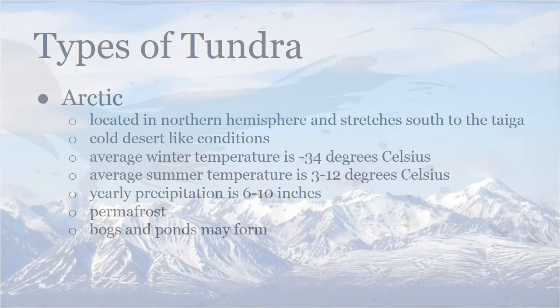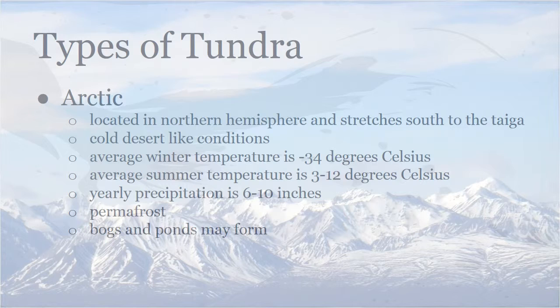One of the two types of tundra is the Arctic. The Arctic is located in the northern hemisphere and stretches south to the taiga. It's mostly like a desert, except a lot colder, and the average winter temperature is negative 34 degrees Celsius. The average summer temperature is 3 to 12 degrees Celsius.